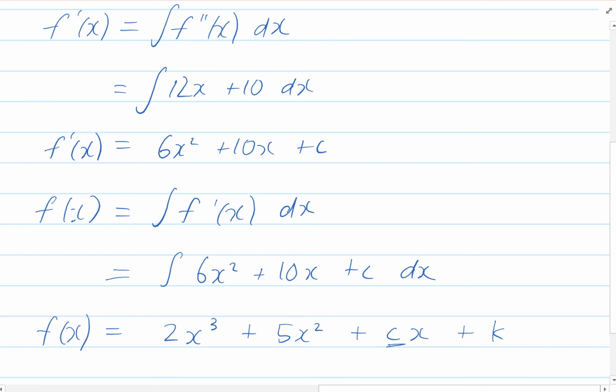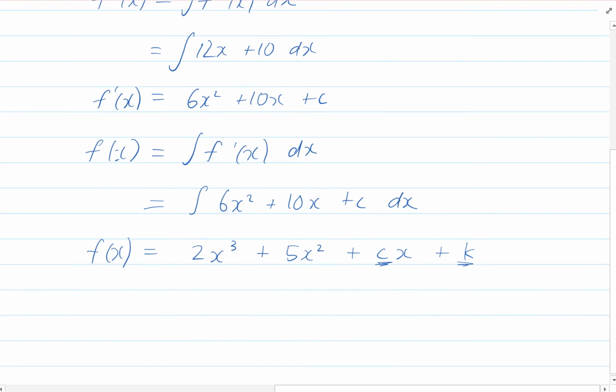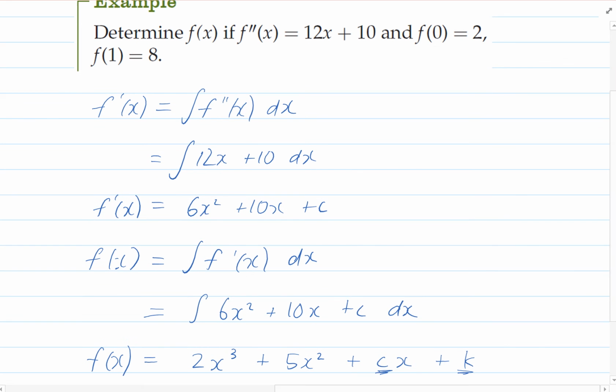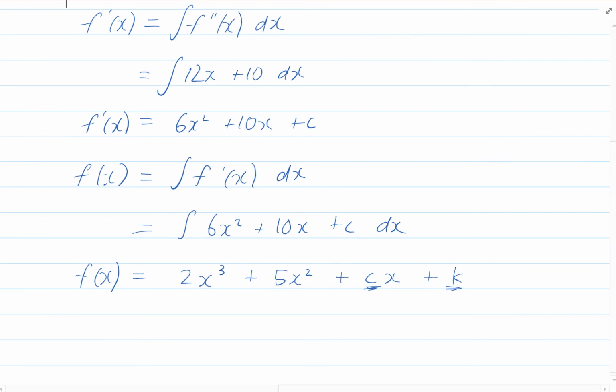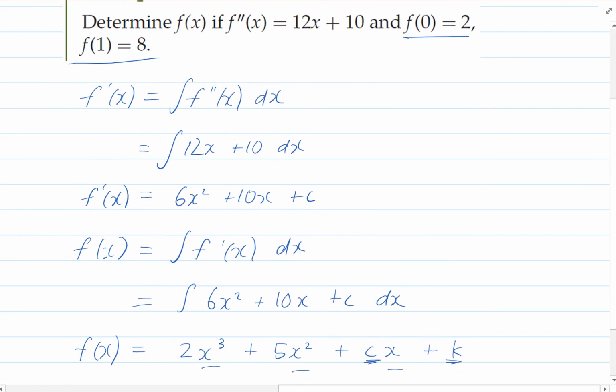So because we've got two unknowns here, that's why we have 2 points to substitute in. So we've got two pieces of information: when x is 0, f of x is 2, and when x is 1, f of x is 8. So that gives us two calculations. We've got 2 equals, and if all of those x values are 0, that would be k. So that gives us k straight away. And then for the other one, it's equal to 8.